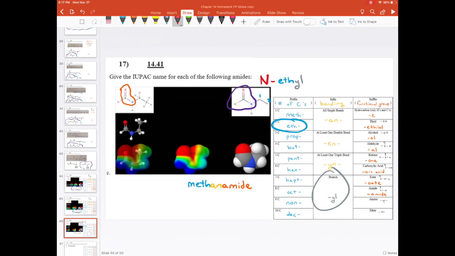The N is taking the place of what would normally be a number. You usually say 2-ethyl or 3-ethyl to say where the ethyl branch is coming off. Because in this compound, the ethyl is coming off of the nitrogen, we put N-ethyl. So you put that branch name in front of the backbone name, and the name for the overall compound will be N-ethyl methanamide. N-ethyl methanamide.